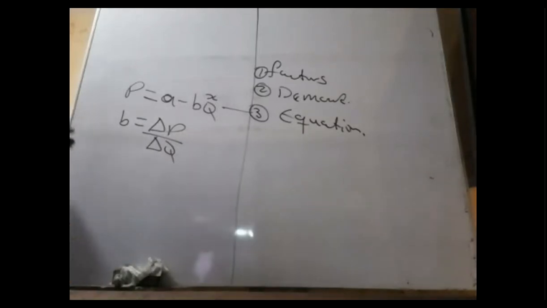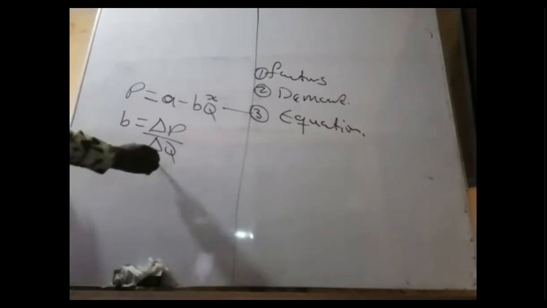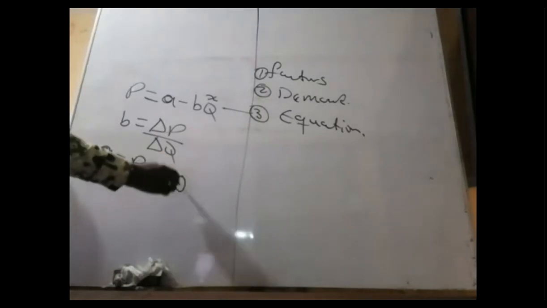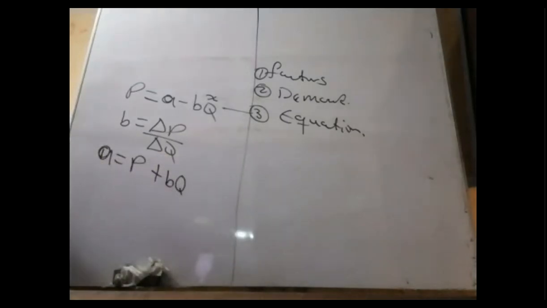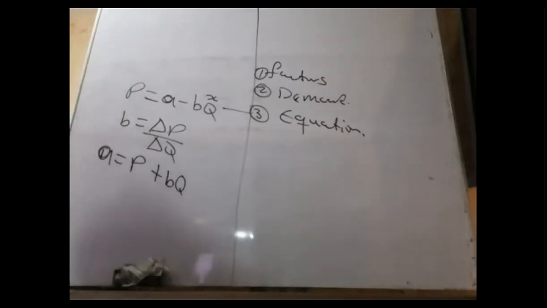Good. And then we find A to be equal to the price plus BQ. Pick any of the variables. When you substitute them, you probably get the answer. Okay, so that is it.